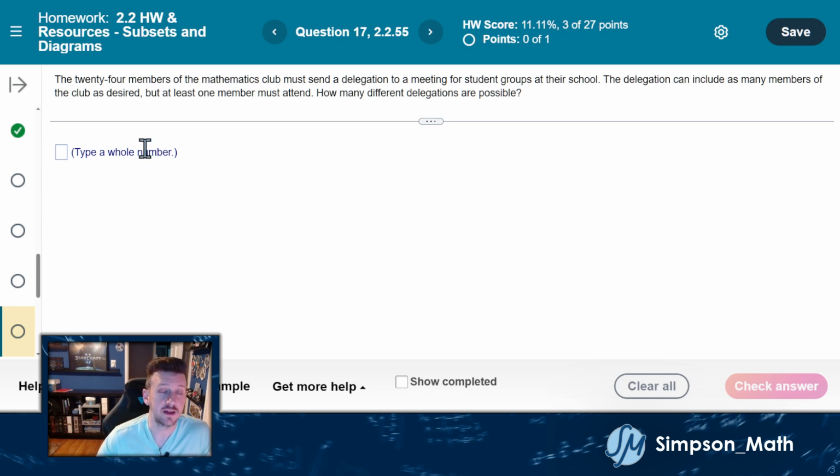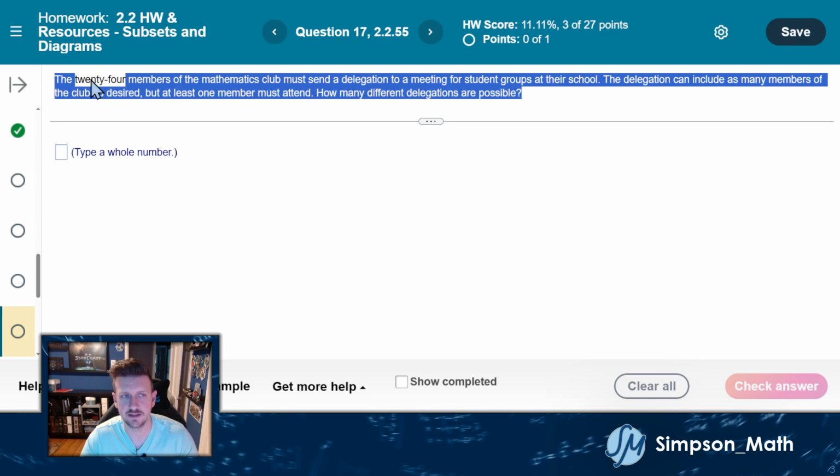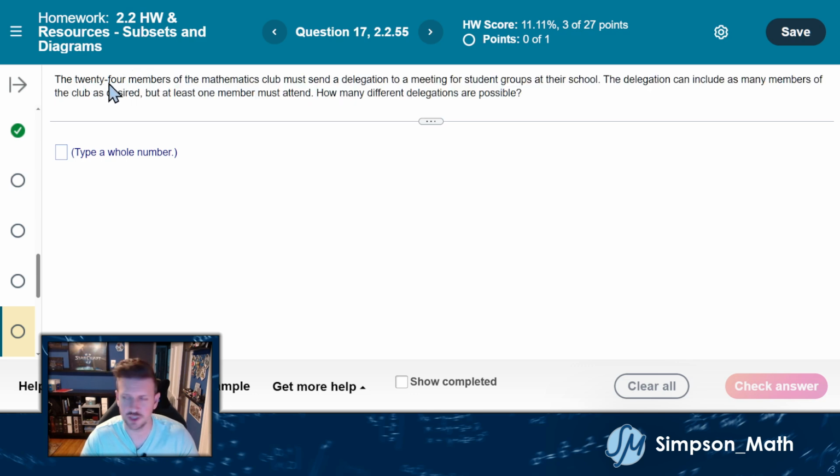All right, so this answer will be a bit big. It'll be in the millions. Don't stress. So this says the 24 members of the mathematics club must send a delegation to a meeting for student groups at their school. So there's 24 members in the math club. Remember the pro tip, if you highlight and you see something that doesn't highlight, that's what randomizes if you get a new question. So this number changes.